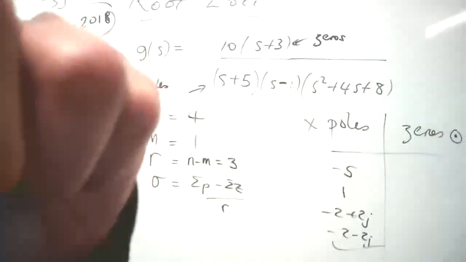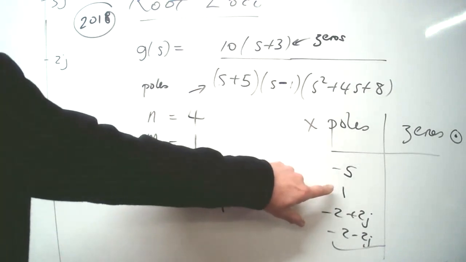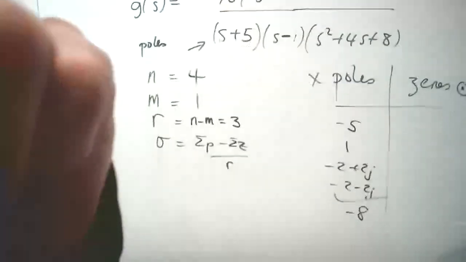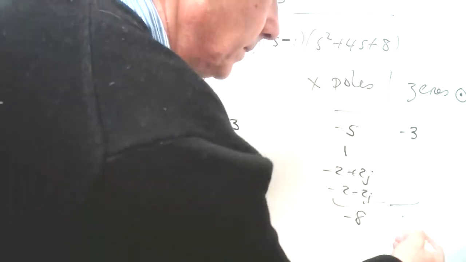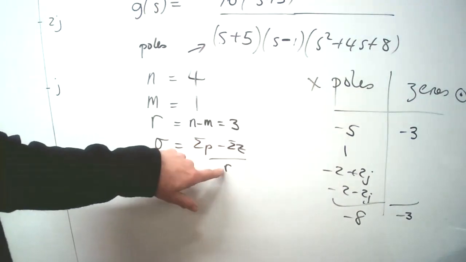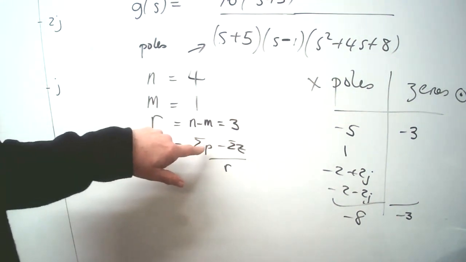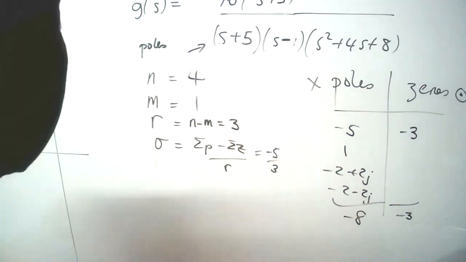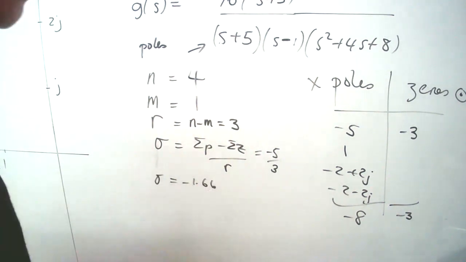If we add those up, we get 4, 9, and 1 is minus 8. It's got a zero at minus 3. So it's going to be minus 8 minus minus 3 over 3. Minus 8 minus minus 3 will be minus 5, so it comes out as minus 5 over 3, which is minus 1.66. So sigma is minus 1.66.